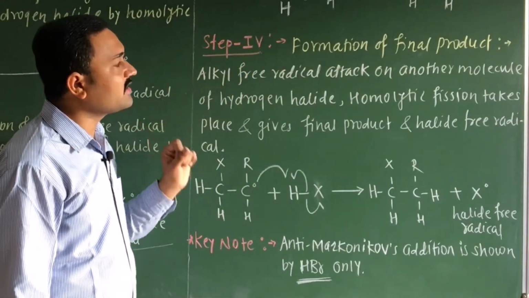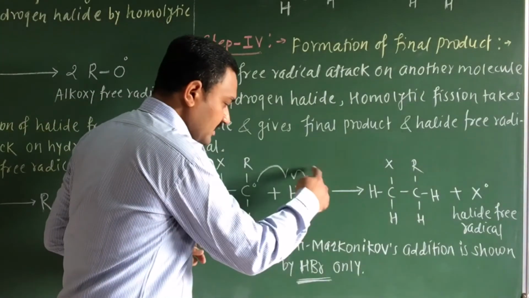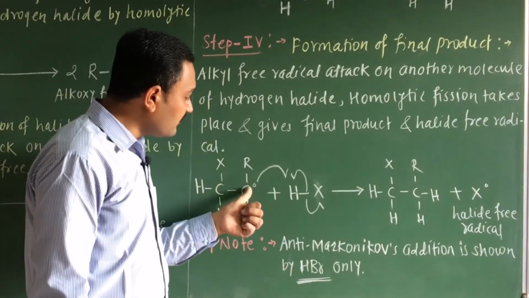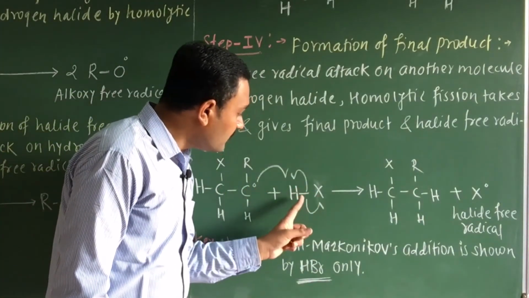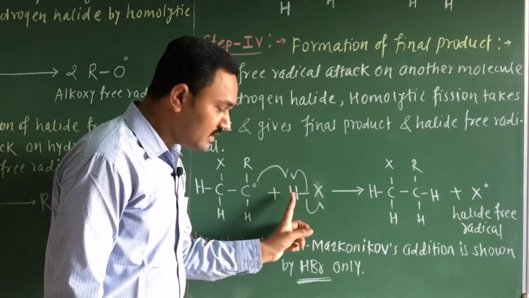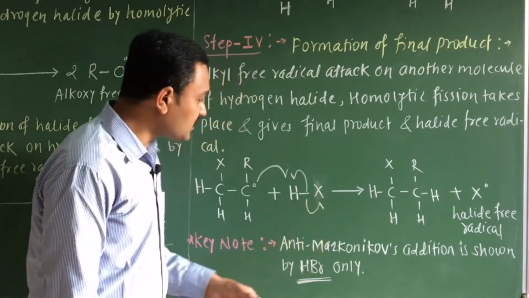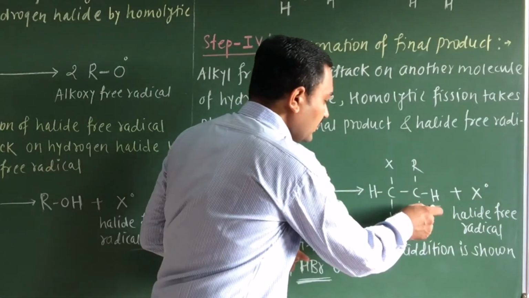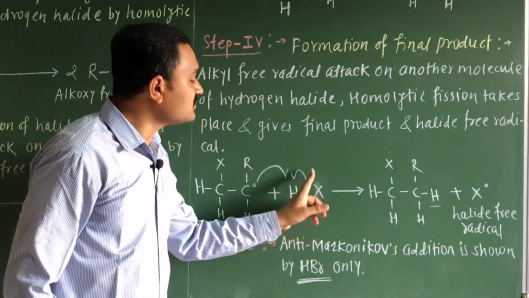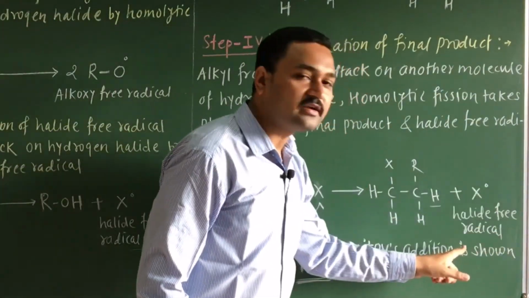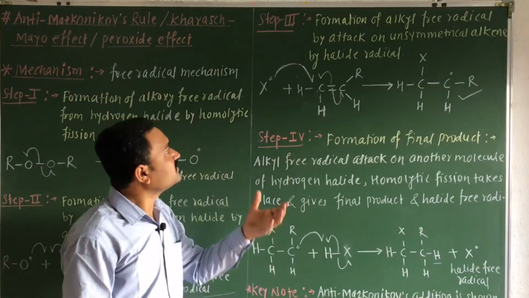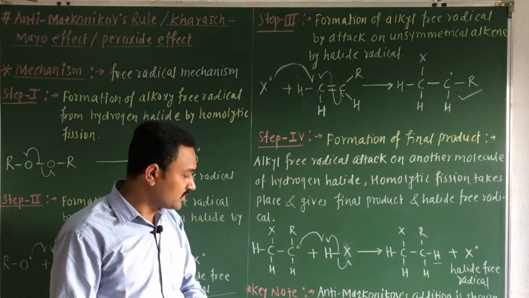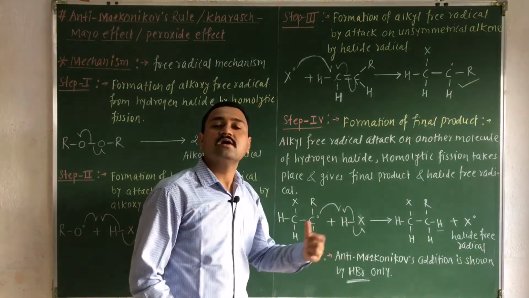Your alkyl free radical attacks another molecule of HX, that is the hydrogen halide, and we obtain the final product. The bond between the hydrogen and the halide undergoes homolytic fission. This hydrogen is attached to this carbon atom, so we are getting the final product here, and there is again the generation of a halide free radical. So in this reaction, step three and step four are repeated and we obtain the product as a major product.